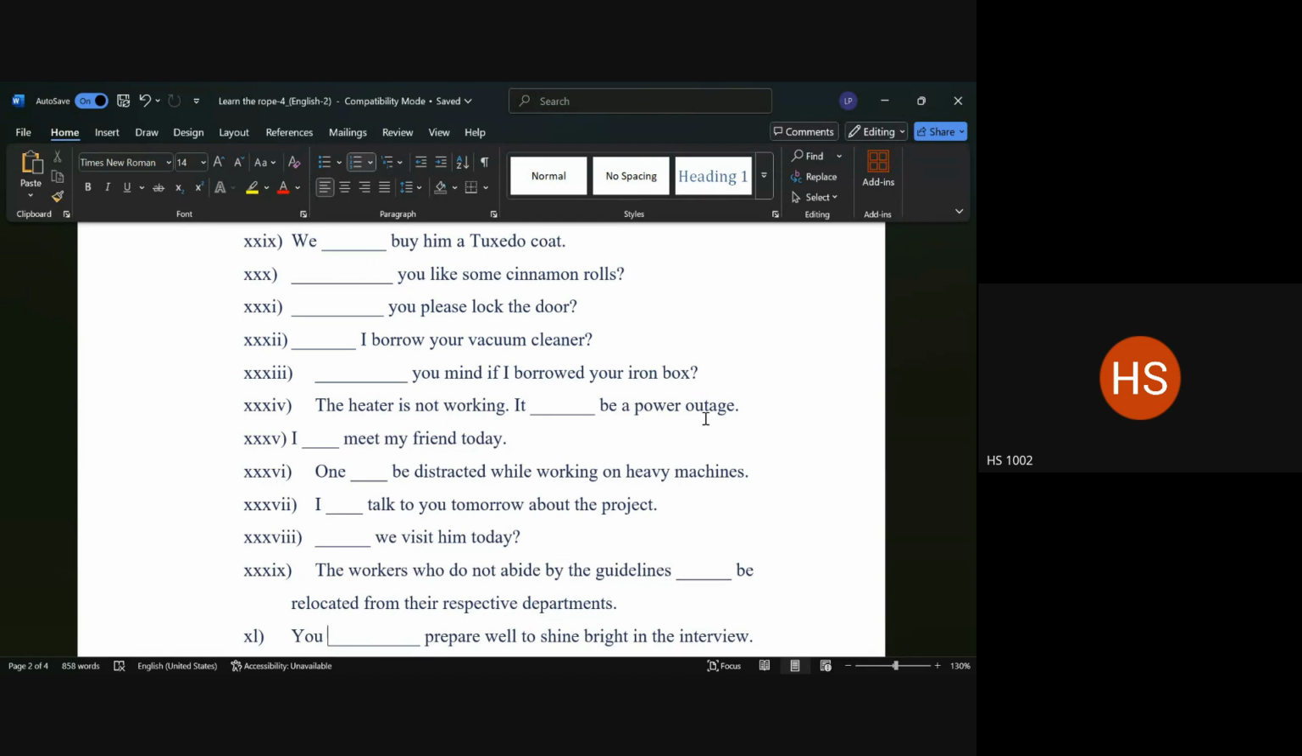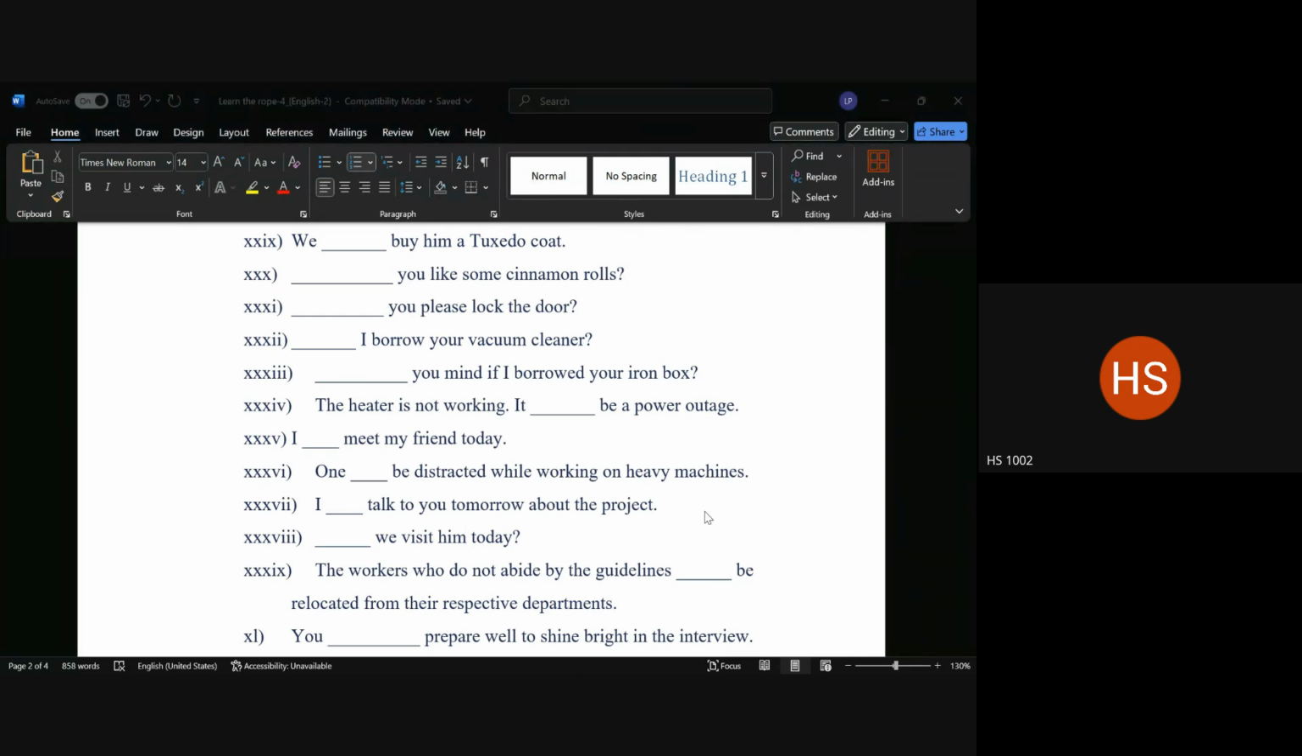Thirtieth one, dash you like some cinnamon rolls? Would you like some cinnamon rolls? Okay. Can I also say, will you like some cinnamon rolls, or will it be wrong? It will be right. You can say will also. Would is more polite. Will is like a less formal version. This is making an offer, right? Will and would should be the options here.